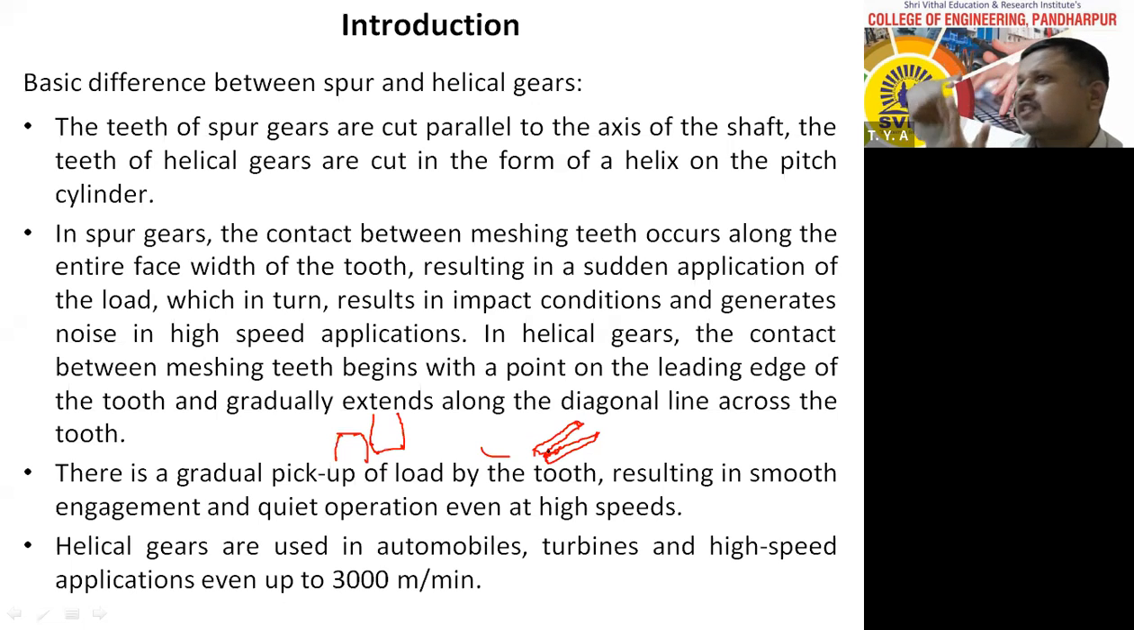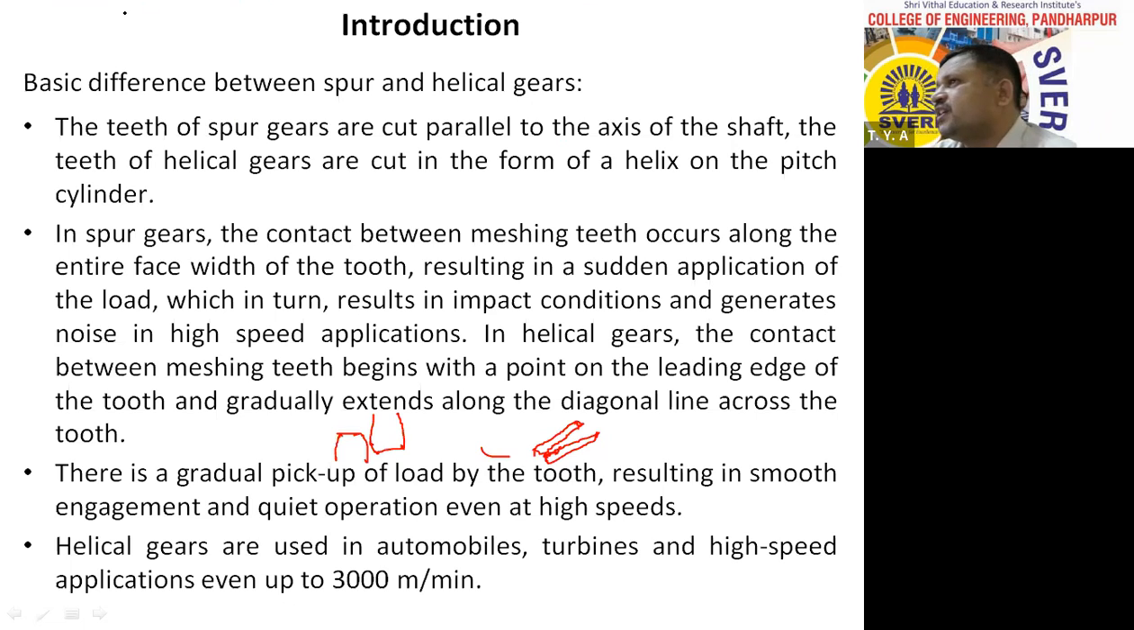Therefore, in case of spur gear, there is a sudden engagement of the tooth. And in case of helical gear, the two gear teeth are engaging slowly or gradually with each other. That's why in case of spur gear, noise is there because of sudden impact of one gear tooth on another gear tooth. But in case of helical gear, since first of all contact starts as point contact and then it slowly becomes line contact. But in case of spur gear, directly line contact is there.